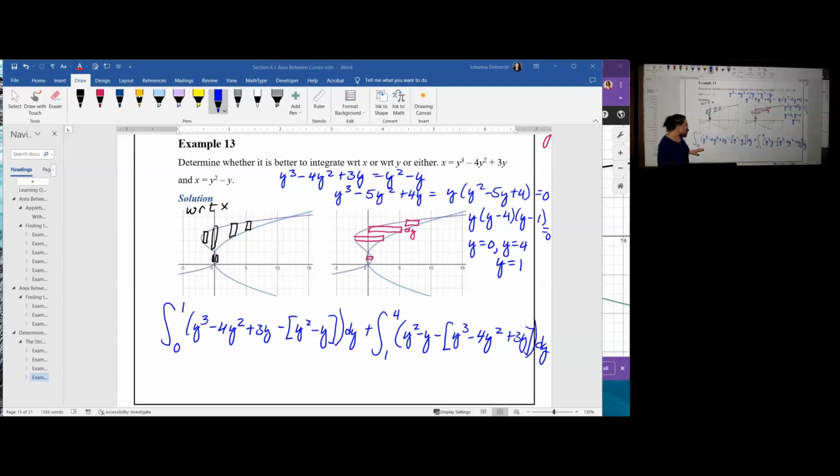This means that we can set it up as 2 separate regions. But again, if we'd gone with respect to x, there would be 4. In this case, we're going to get the cubic function minus the parabola from 0 to 1, since the purple is on the right side of the blue. Then in the second region, from 1 to 4, we have the parabola in blue on the right side of the cubic, and so we subtract the cubic from the parabola.